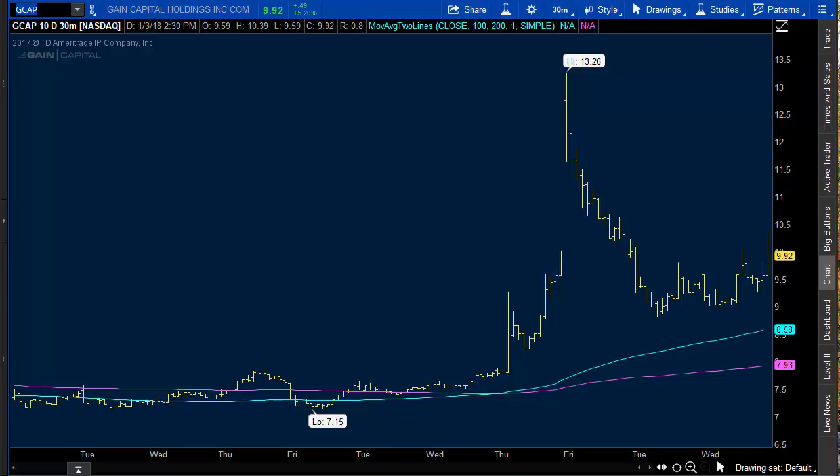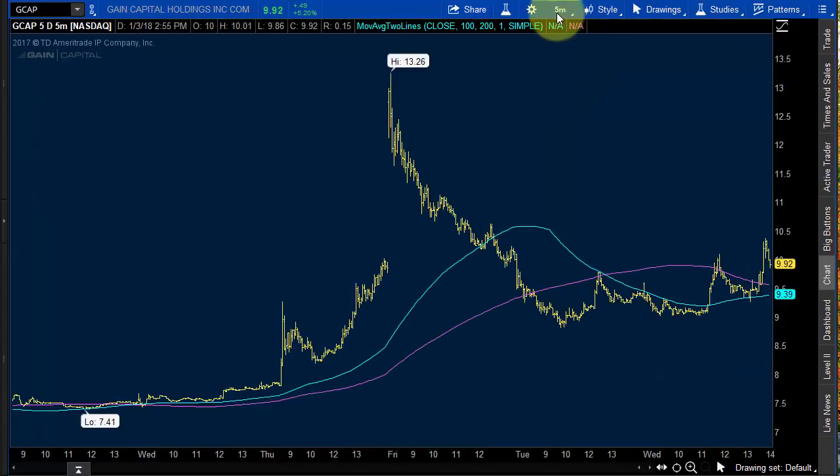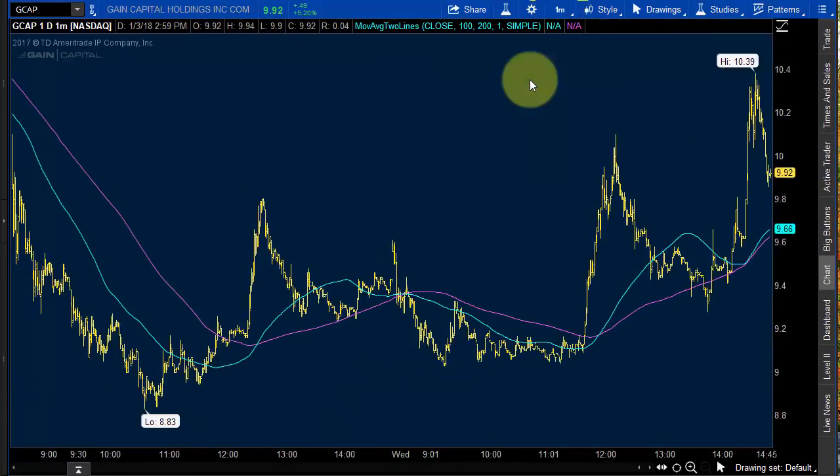I'll give you an example. I'll give you an easy cheat sheet on how to look at unusual option activity. In front of you, GCAP. GCAP's a stock I cover closely. If I go to a 1 minute chart, actually, so we can look at what's been going on today. Wednesday, start of the day right here.